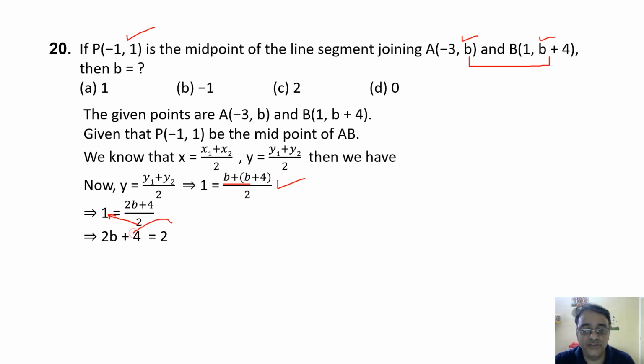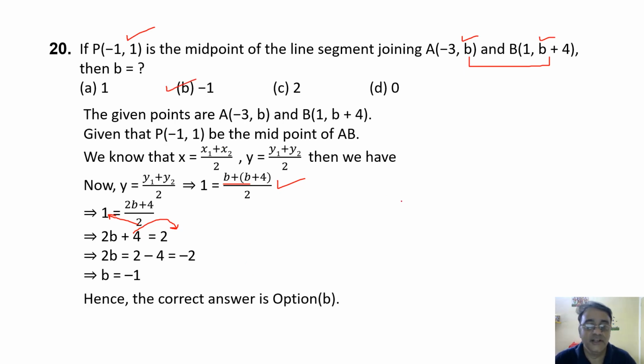Now shift 4 to this side. So 2 minus 4, that is minus 2 हो जाएगा. So what is the final value of b? Minus 1. So which is the correct option? Option B. Option B, right. So this is the last question of coordinate geometry section formula based question.